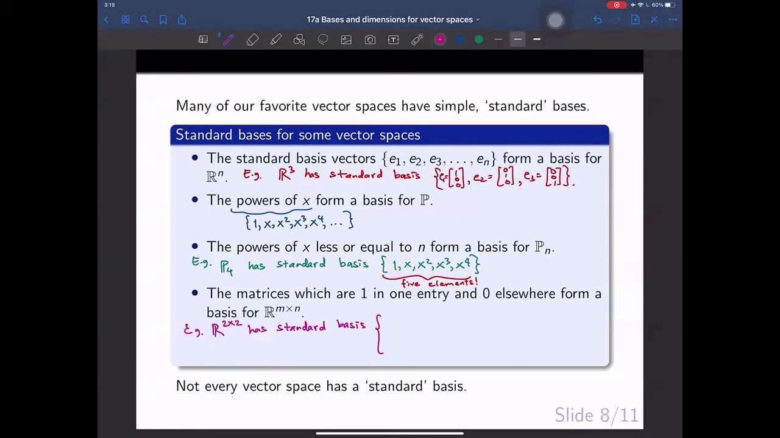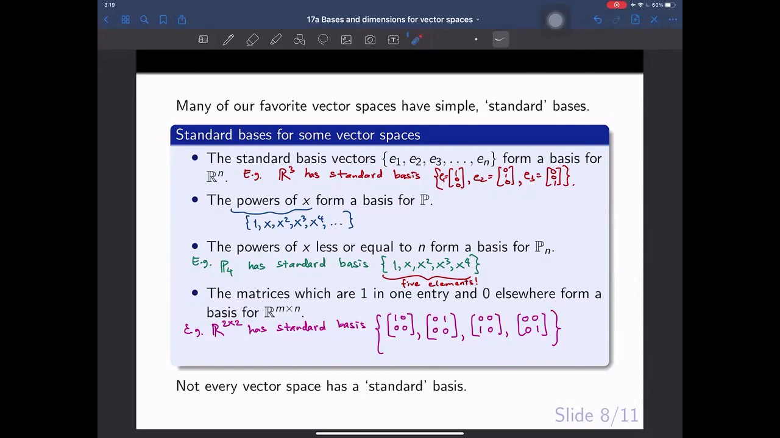For a fixed size, the vector space of matrices of that fixed size has a standard basis where you just take the matrices with only one entry with value 1, and the other entries are 0. For example, for R^(2 by 2), I have the standard basis that has 4 elements. But not every vector space has a standard basis. For example, the vector space C infinity or the vector space of all sequences do not have standard bases.